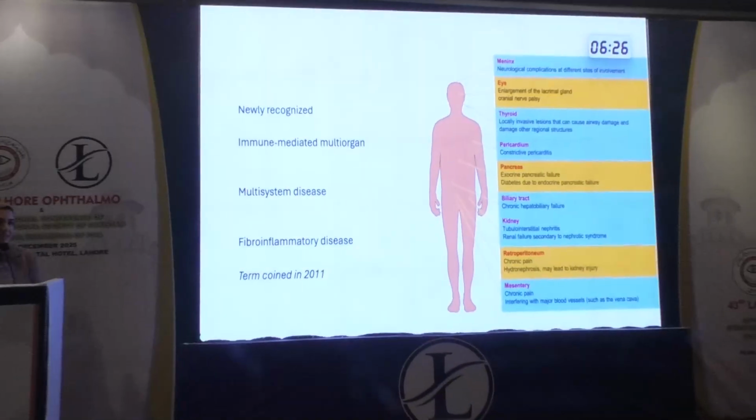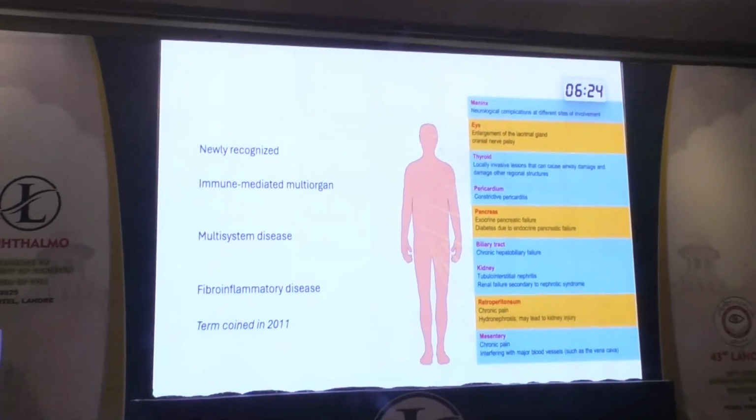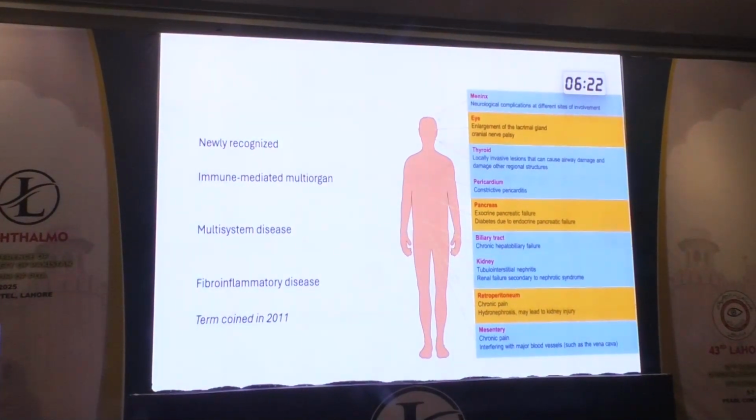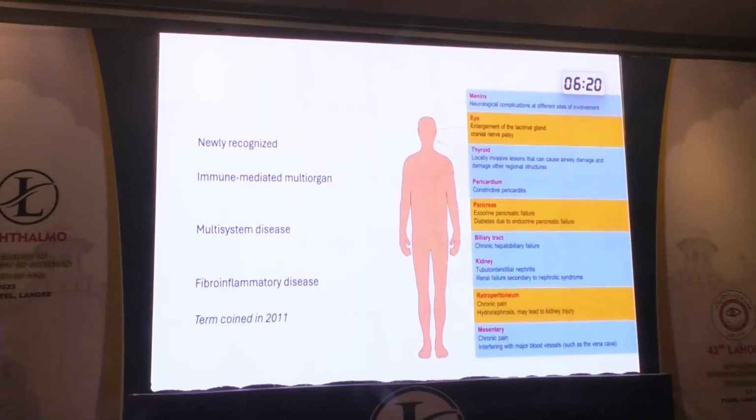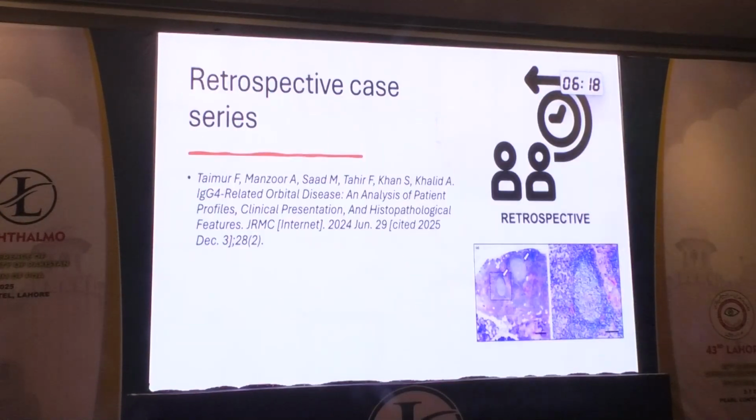So I'll just be talking about this new differential that comes up now for orbital swelling, and that is IgG4, and our experience at our institute over the last 5 years. It is a newly recognized immune-mediated multi-organ, multi-system disease, and this term was coined in 2011. Before that, it was labeled with different names involving different parts of the body.